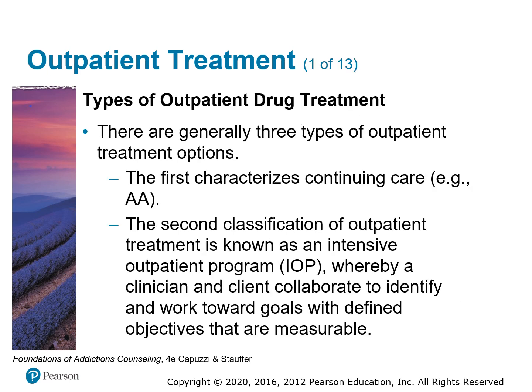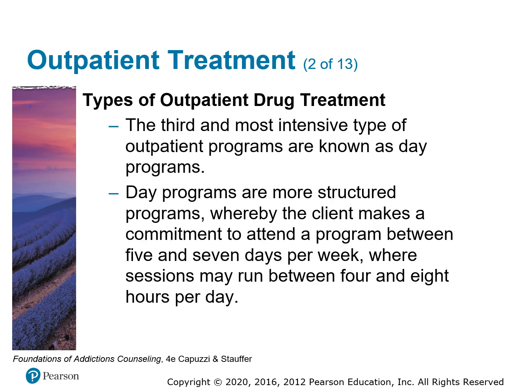Types of outpatient drug treatment. There are generally three types of outpatient treatment options. The first is characterized by continuing care. The second classification of outpatient treatment is known as intensive outpatient treatment (IOP). The third is the most intensive type of outpatient program, known as day programs. Day programs are more structured programs whereby the client makes a commitment to attend the program between 5 and 7 days per week, where sessions may run between 4 and 8 hours a day.